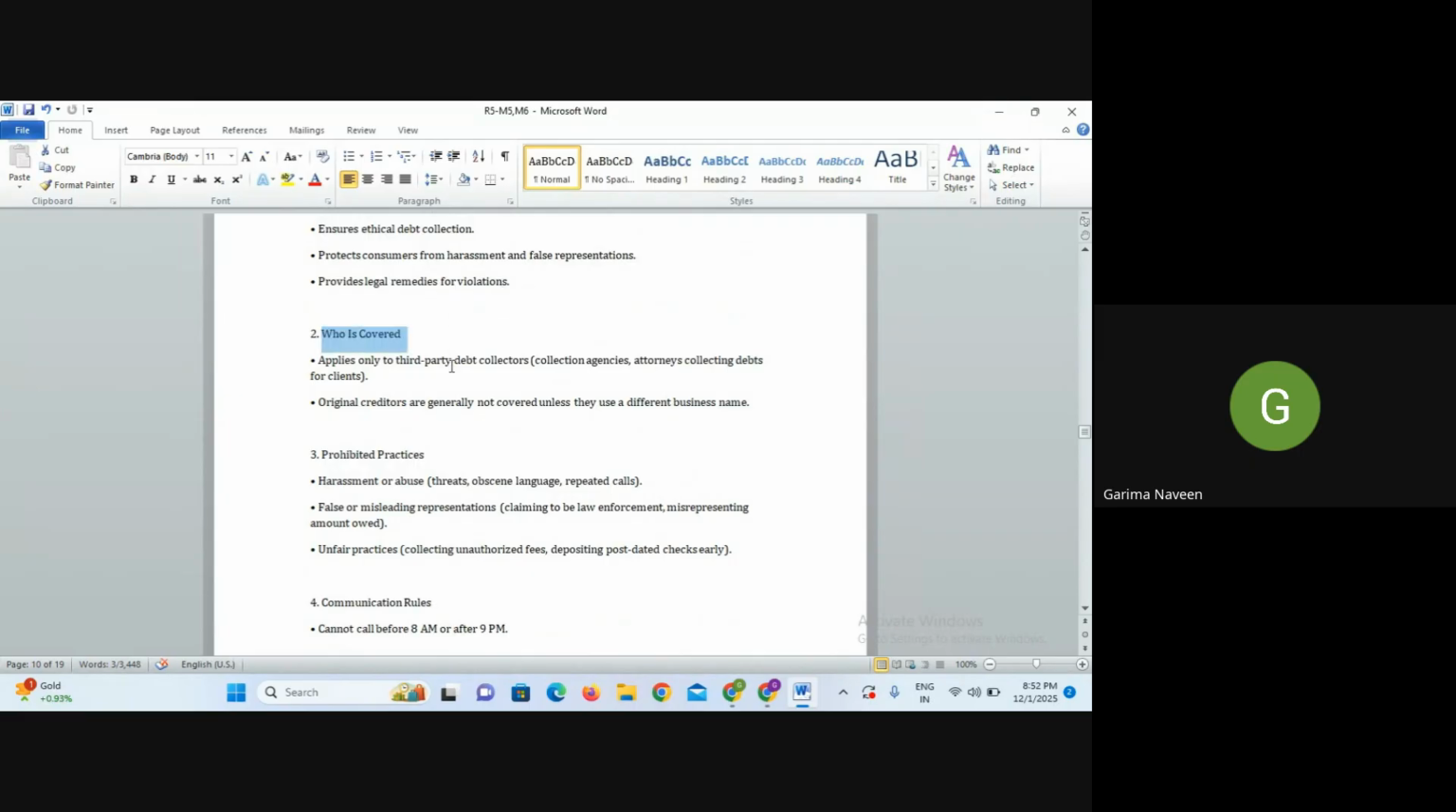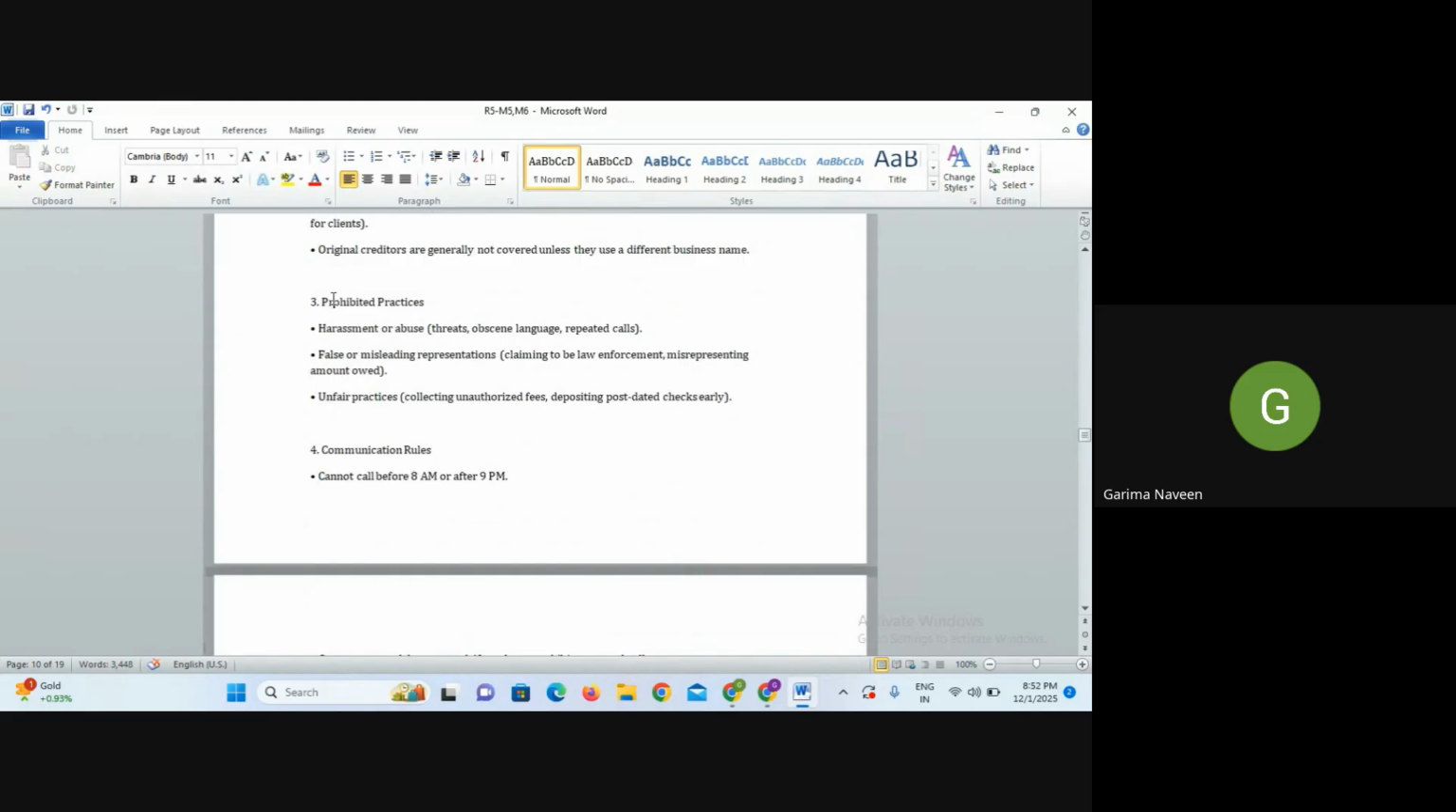Who is covered under this act? It applies to third-party debt collectors. If there are collection agencies or attorneys collecting debt for clients, they are covered under this act, meaning they have the obligation to follow these rules and regulations in order to recover the debt. Original creditors are generally not covered unless they use a different business name.